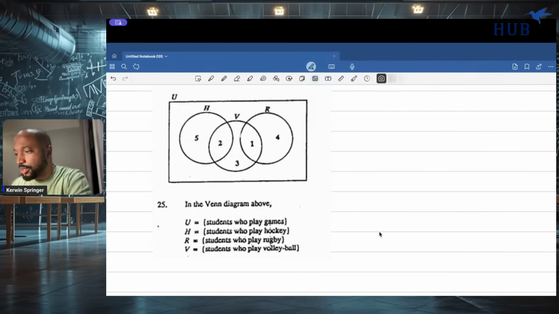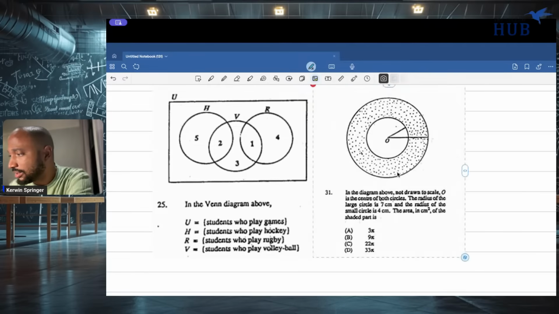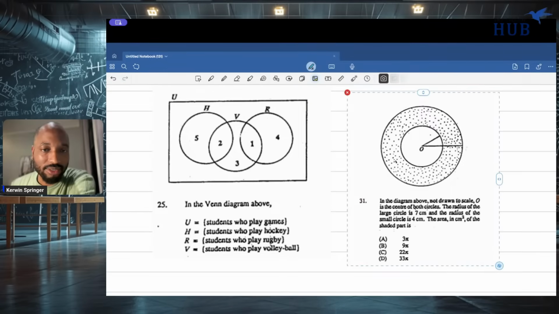In the Venn diagram above, U is a universal set, hockey, rugby is R, V is volleyball. What's the question? You just send me a picture with no question. Sabir, you're starting to do wildness with these questions. Samir just sent a picture with no question, why?